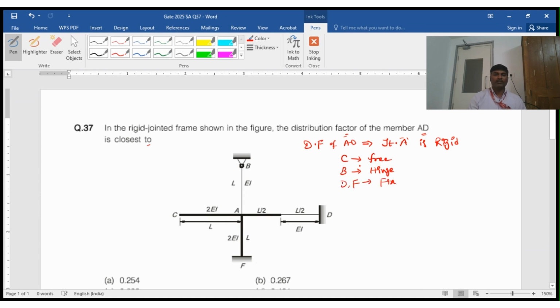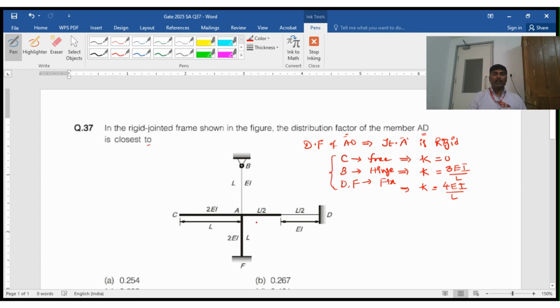So for various end conditions, the stiffness values of these members are going to vary. When you say there is a free end, the stiffness value will be zero. This is what you have learned from your structural analysis concept. The stiffness of the member where the far end is hinge is 3 EI by L. If the far end is fixed, the stiffness value is 4 EI by L. These are the things which you shall recall while solving such questions.